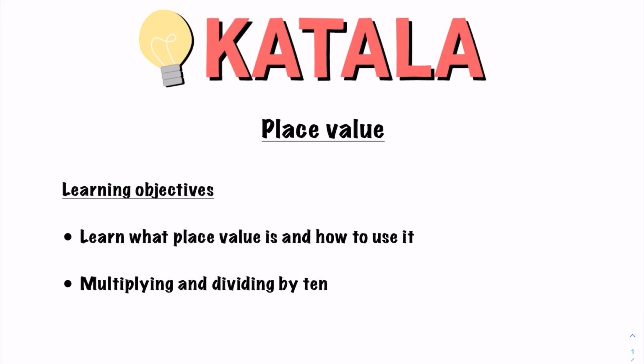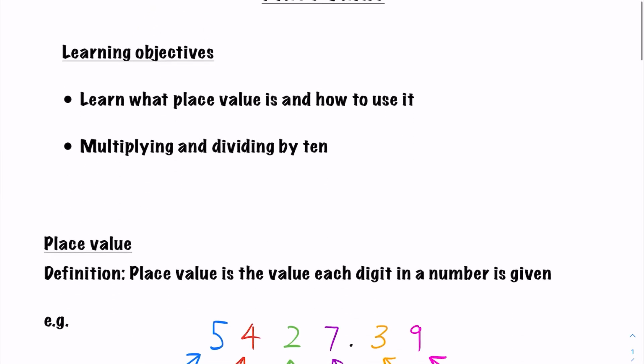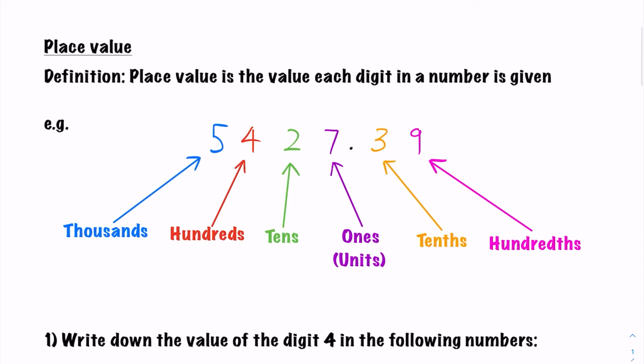Welcome everyone, today we're going to be looking at place value. So we need to decide what place value is and how to use it, as well as looking at multiplying and dividing by tens or multiples of tens. So starting off with what place value actually is. Place value is the value each digit in a number is given.